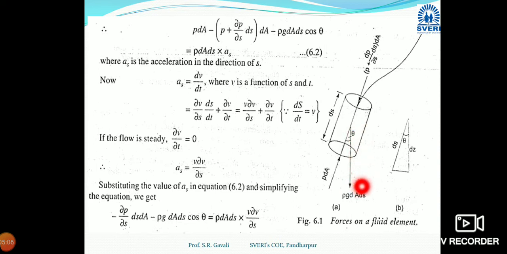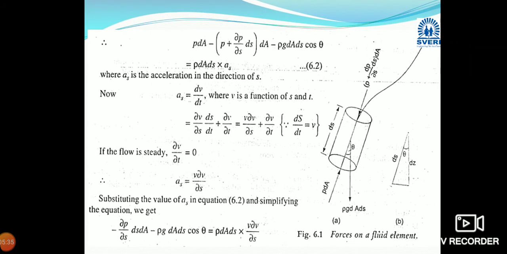This rho g dA ds is the weight of the element, and it makes an angle theta with the axis of this element. So rho g dA ds has two components. One is in the direction of the streamline, which is rho g dA ds cos theta, and perpendicular to this is rho g dA ds sin theta. But in Euler's equation we are going to consider only the forces along the streamline. Therefore rho g dA ds sin theta will not be considered.